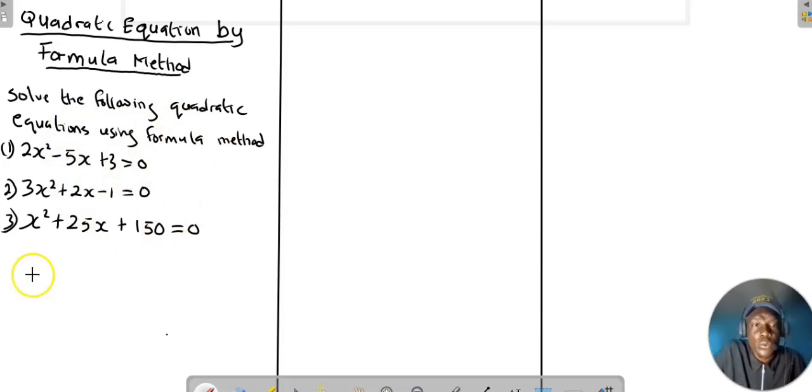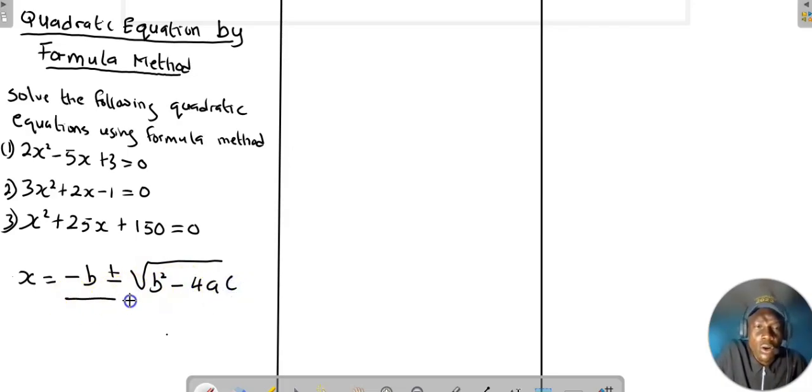Here we are asked to solve the following quadratic equation using the formula method. The formula for a quadratic equation is x is equal to minus b plus or minus the square root of b squared minus 4ac, all divided by 2a.